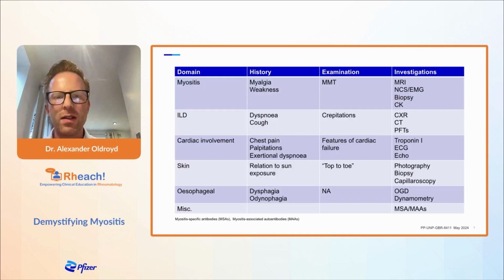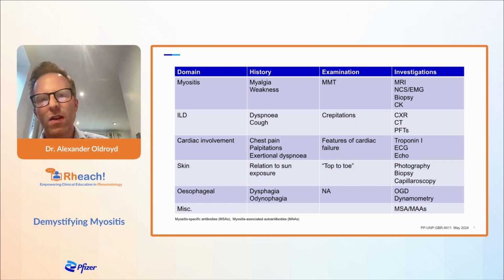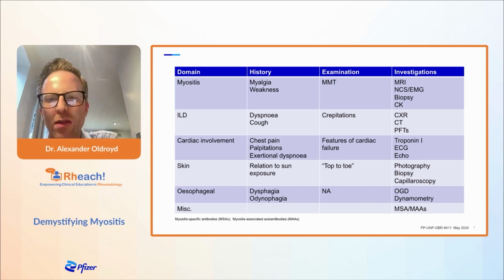So going back to the different domains, myositis, ILD, cardiac involvement, skin, esophageal, it's always important to consider asking lots of different questions to cover all of these domains in the history, which we covered earlier as well. And then moving on to examination. So manual muscle testing, MMT, for the myositis, and it's really important to quantify the muscle strength. It's important to do it at baseline, so then we can identify any changes in future.